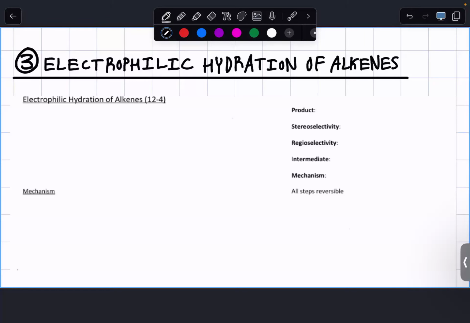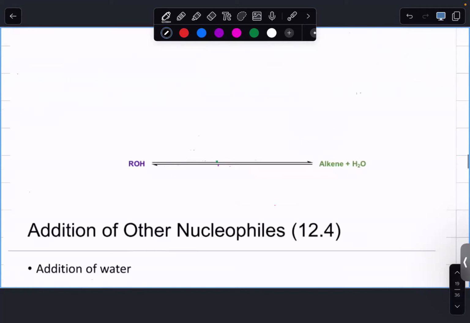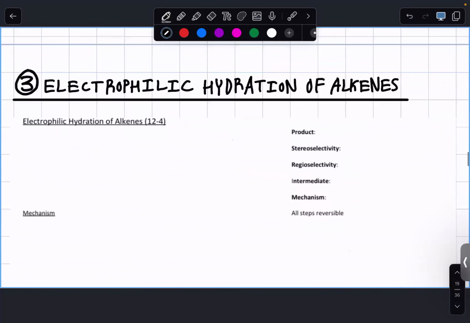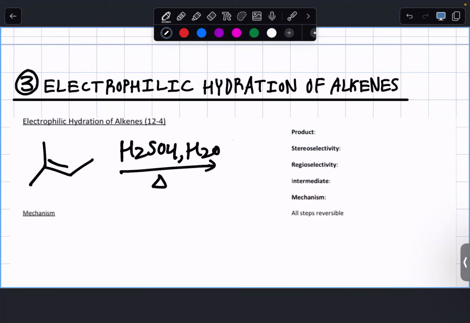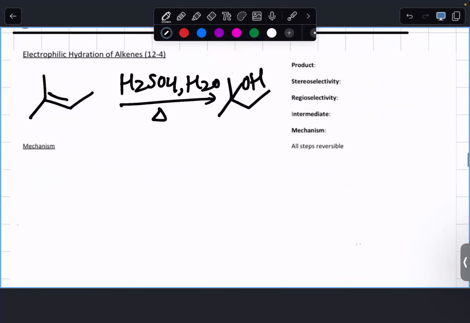Hydration of alkenes. So let's say we have a double bond there, and we react this under acid, water, and heat. The nucleophile here is going to be the water. If you have water, then you're going to have an alcohol on the Markovnikov position, the more substituted position. So here's the mechanism.